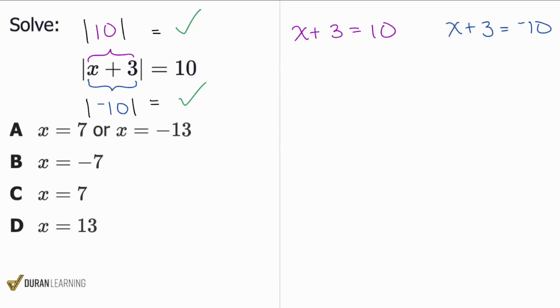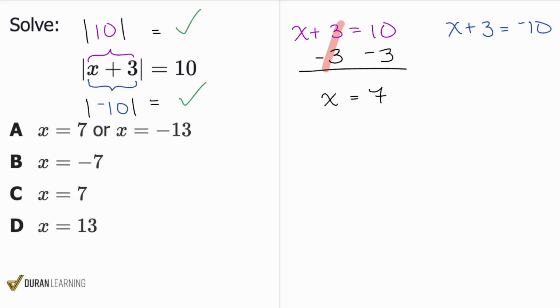So enough talking. Let me solve each of these cases, and then I'll show you how, in the end, both answers will be correct. First, everybody, what do we have to do here in purple? What do we do with the 3? To get that out of the way, we'll do the opposite operation. So the opposite of adding 3 is subtracting 3 on both sides. Cancels out, and we get x equals 7. So there's our first answer.